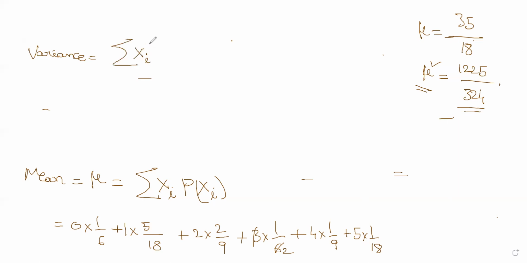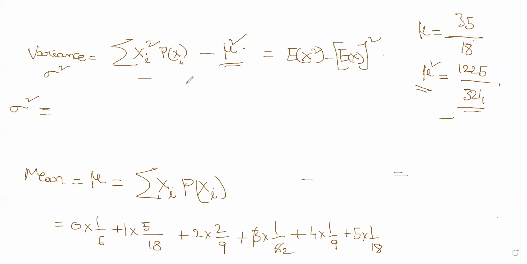Sigma xi square P of xi minus mu square. This is the formula. This is sigma square, the variance. What is xi square? This is also known as E of x square minus E of x whole square.